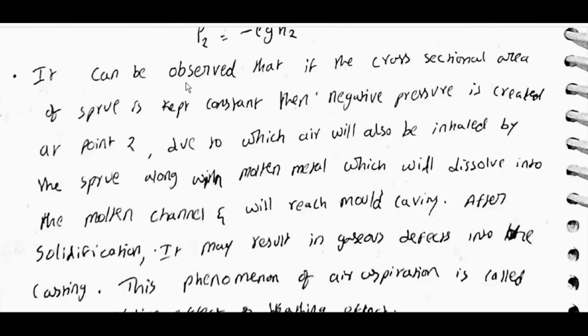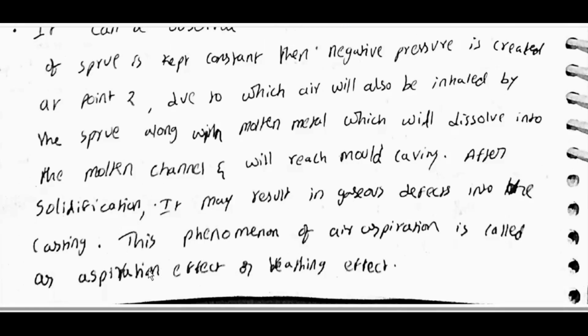It can be observed that if the cross-sectional area of the sprue is kept constant, then negative pressure is created at point 2, due to which air will also be inhaled by the sprue along with the molten metal, which will dissolve into the molten metal and will reach the mold cavity. After solidification, it may result in gaseous defects in the casting. This phenomenon of air aspiration is called the aspiration effect or breathing effect.